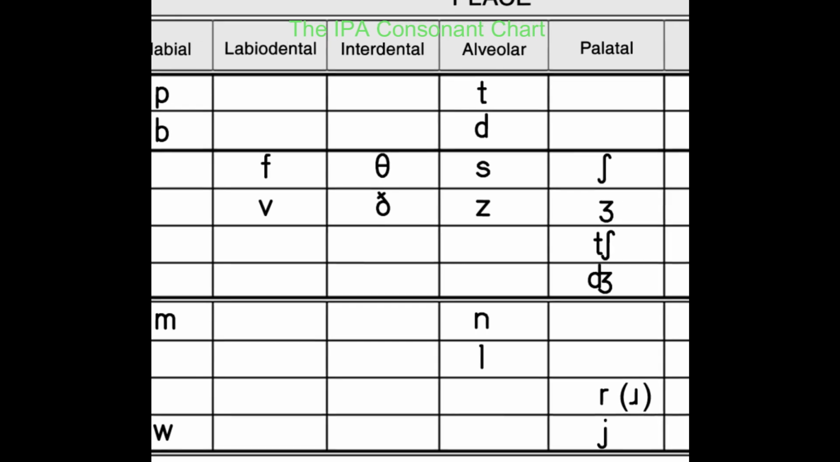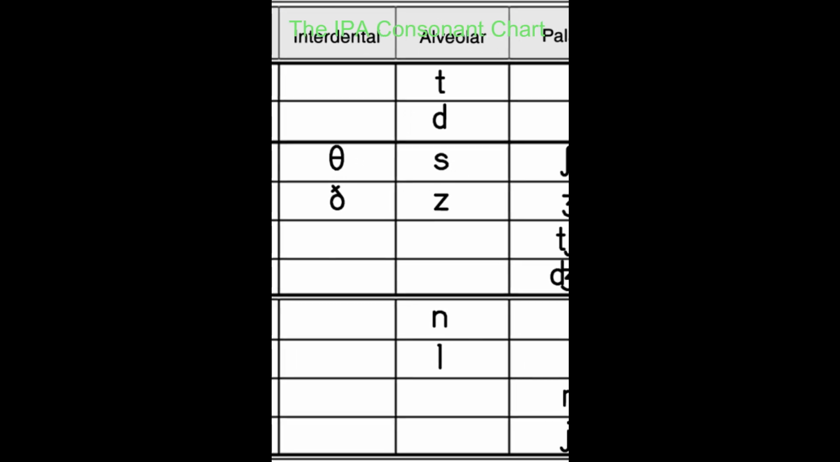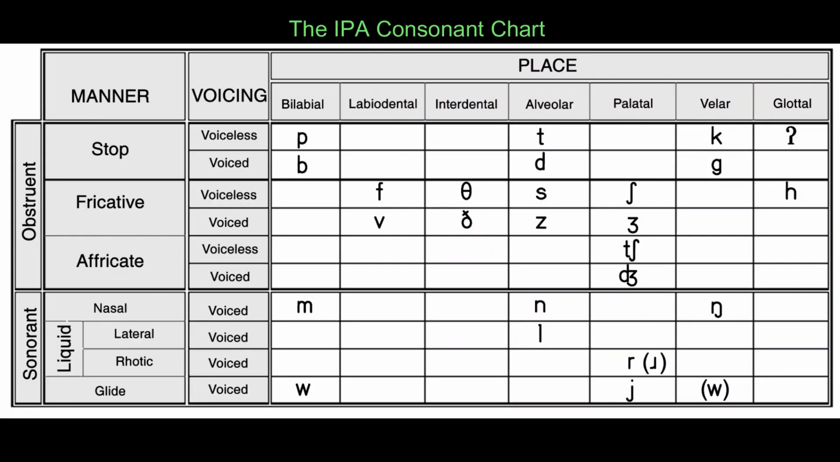Alveolar. Alveolar consonants are consonants that are produced by the tip of the tongue approaching or touching the alveolar ridge, which is located immediately behind the upper teeth. Alveolar consonants are ta, da, sa, za, la, and na.